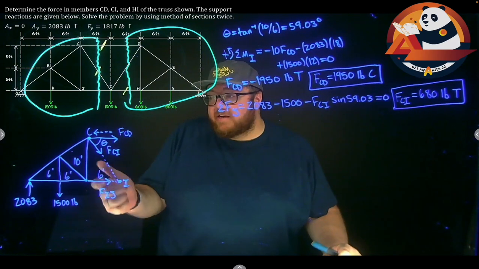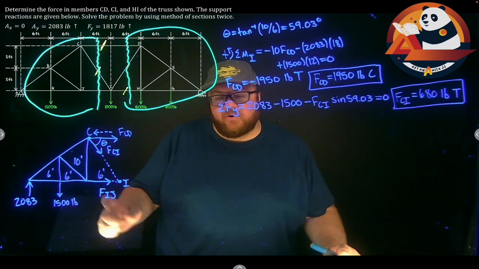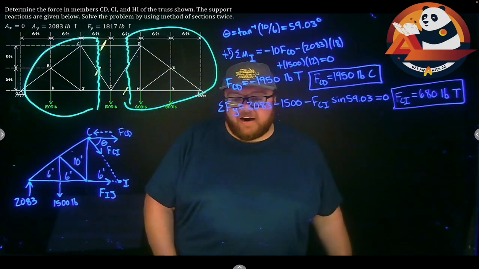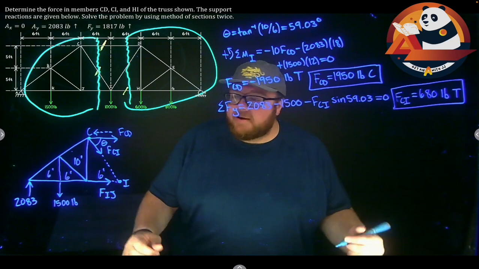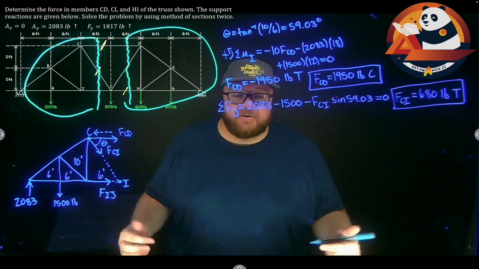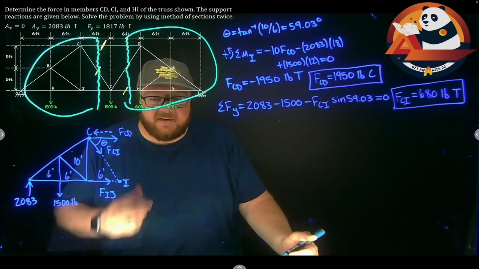Technically, I can now come in and sum moments at C, sum force in the X, and get Fij. I don't need to do that, though. I wasn't asked to find Fij, so let's not waste our time doing it. It's totally findable for us. If you were in my class and you found it, I wouldn't mark you down for it. You're just wasting your time.